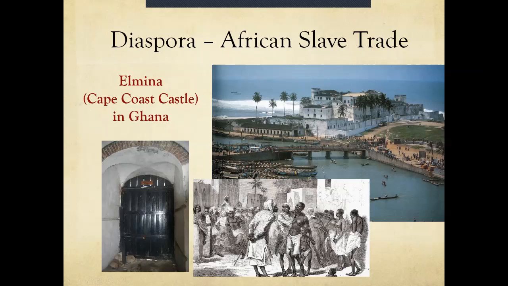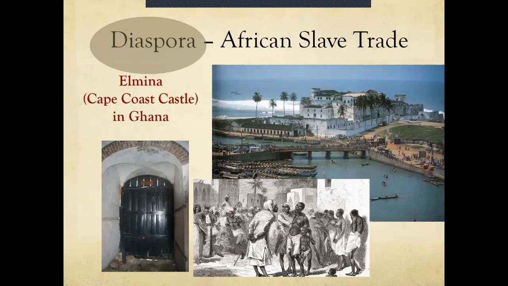So you're going to have hundreds of thousands of enslaved persons held here until those European ships show up, the trade is made, and they're going to be sent. So we call this a diaspora, which is the movement of people from their ancestral homes. This is a forced diaspora. So these are the African slaves that are forced out from their location.